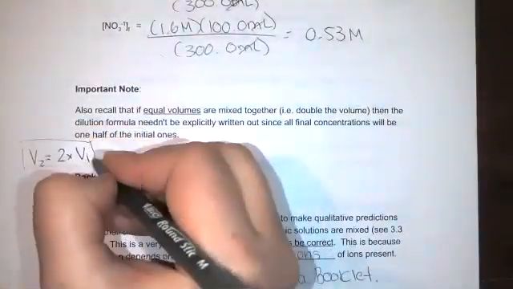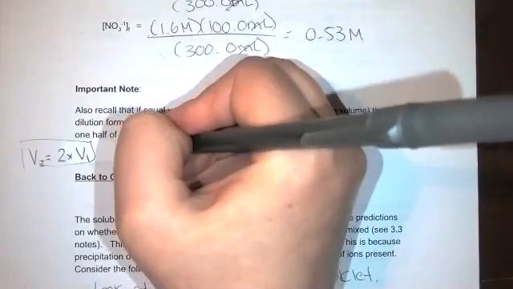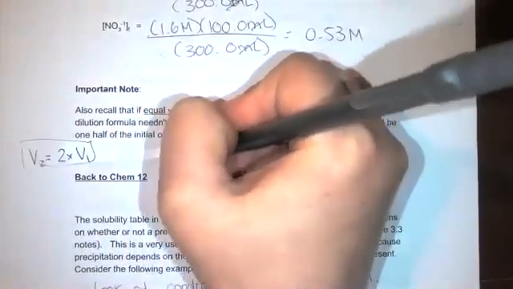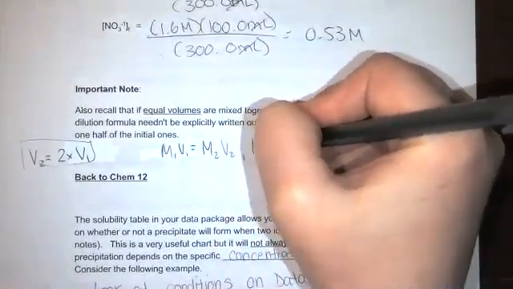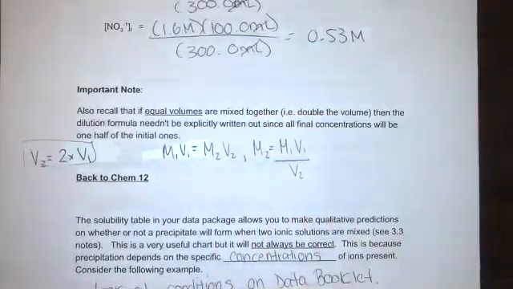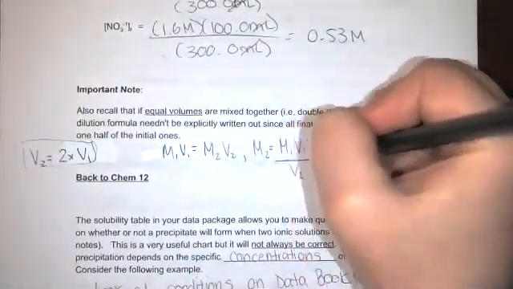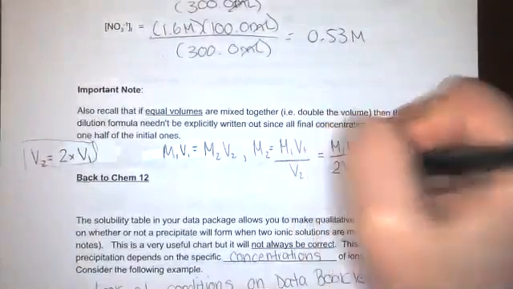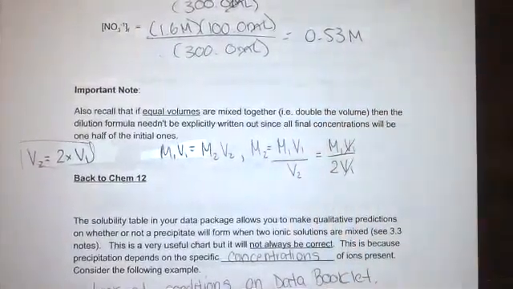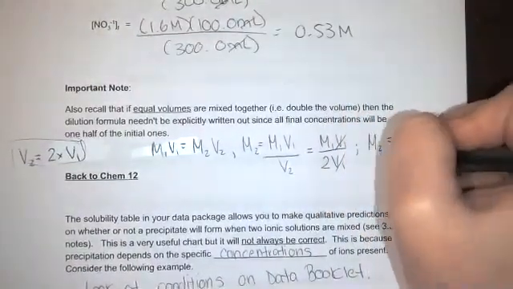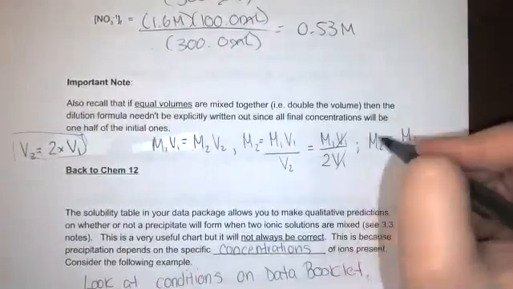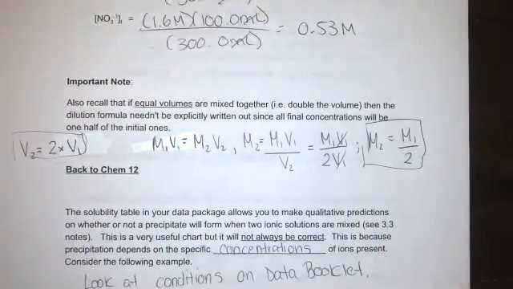So knowing this, if I go back to my M1V1 equals M2V2, I rearrange this to solve for my final concentration, so M1V1 over V2. Plug in the fact that this is just double my initial. I can cancel out my initial volume, and what I am left with is that my final concentration is just my initial concentration divided by 2. So remembering this is going to save you a little bit of time, save you some room doing the calculations.